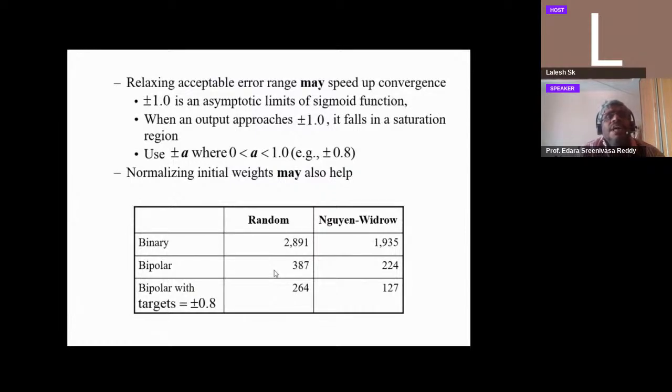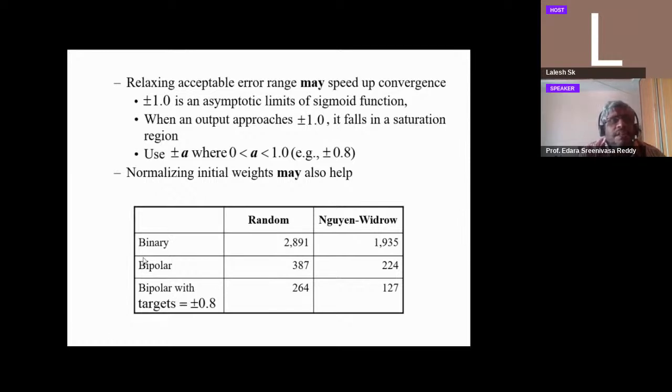Relaxing the acceptable error range may speed up convergence. Plus or minus 1.0 are the asymptotic limits of the sigmoid. When an output approaches plus or minus 1.0, it falls into saturation. Similarly, you can use plus or minus A also, where A is between 0 and 1. We can set the saturation. So normalizing initial weights may also help.